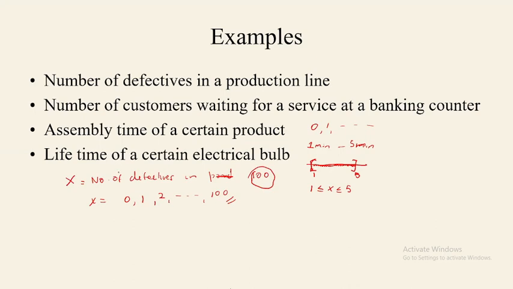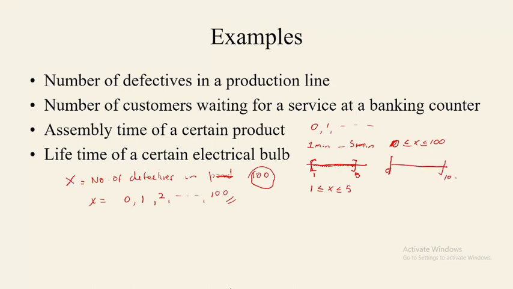Then, the lifetime of a certain electrical bulb. Here also we say that it is 0 to 100 hours. So 0 less than X less than or equal to a maximum of 100. So 0 to 100, any point is possible.